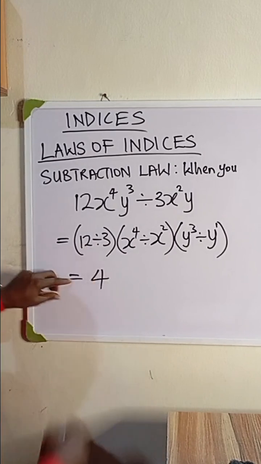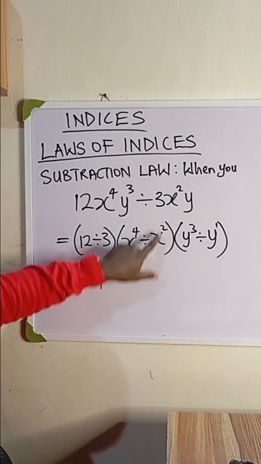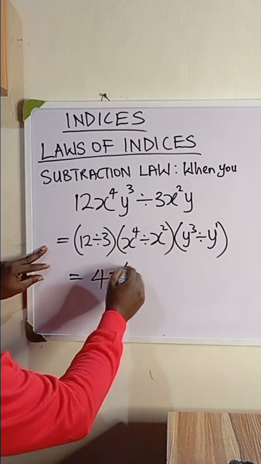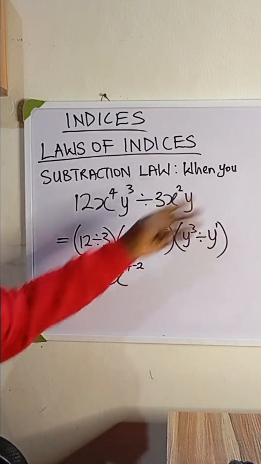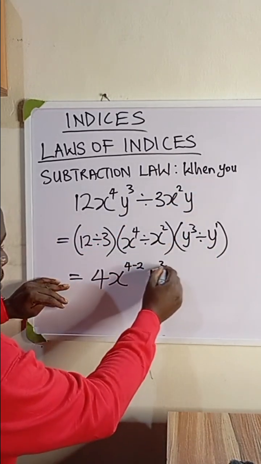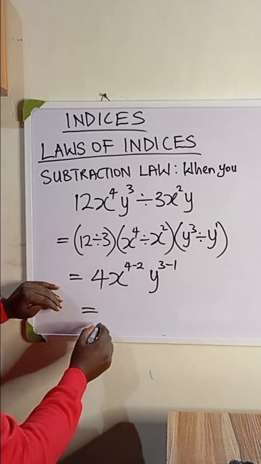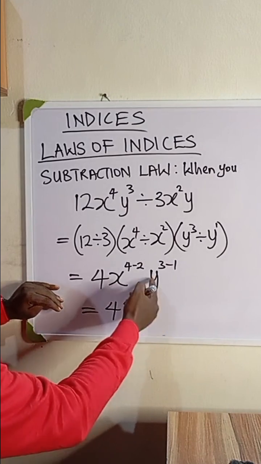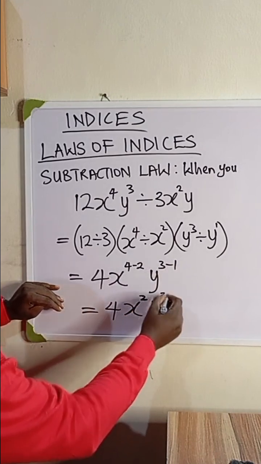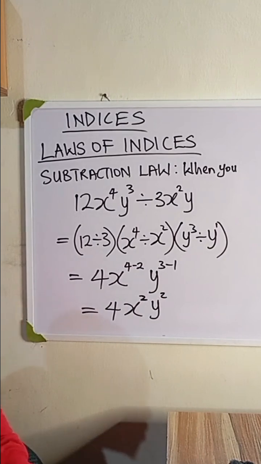Okay. So next, 12 divided by 3 gives us 4. And then we have x to the power of 4 divided by x to the power of 2. That gives us x to the power of 4 minus 2. Y to the power of 3 divided by y, which is y to the power of 1. That gives us y to the power of 3 minus 1. And our answer will be 4x. 4 minus 2 gives us 2. And 3 minus 1 gives us 2. Okay? That becomes the answer to this question. So it's quite easy to solve questions involving indices as long as you are obeying the laws of indices.